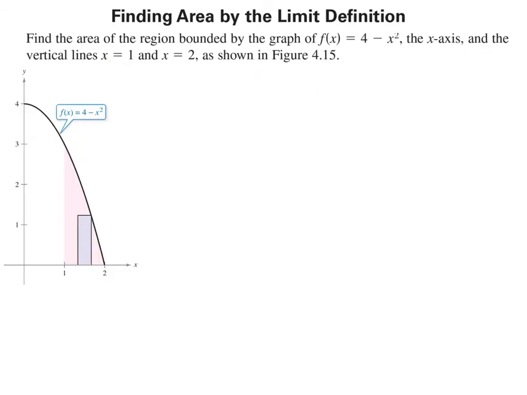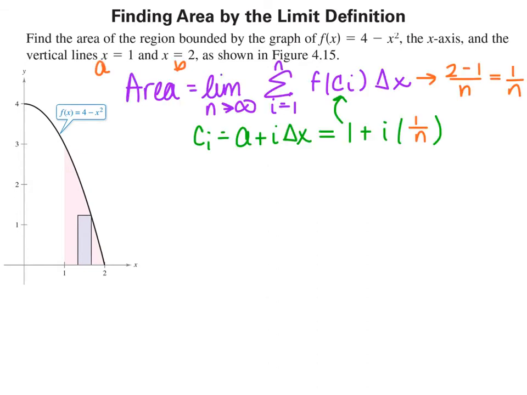So let's work through another example, and let's say our function is 4 minus x squared, and let's bound it by the x-axis, and x equals 1 and x equals 2. So the first few things I set up are my area equation, my value for c sub i, which is a plus i times delta x. Delta x is (2 minus 1) over n, since a and b are 1 and 2 respectively.